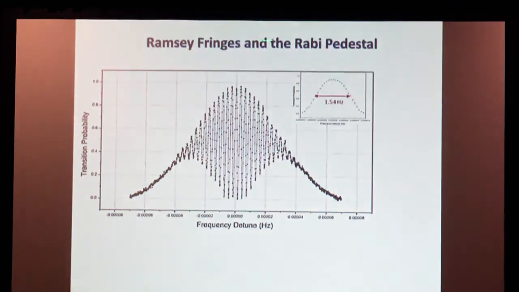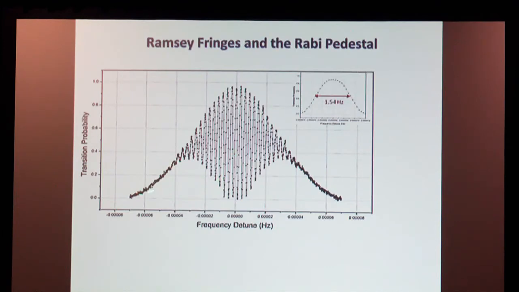So finally, the end result, 5 minutes? Okay, I'll be done. So you get the Ramsey fringes. See here, I've just expanded this. The clock transition is this Ramsey fringe in the center, whose width is a little more than a hertz, 1.5 hertz, and this is the Rabi pedestal.